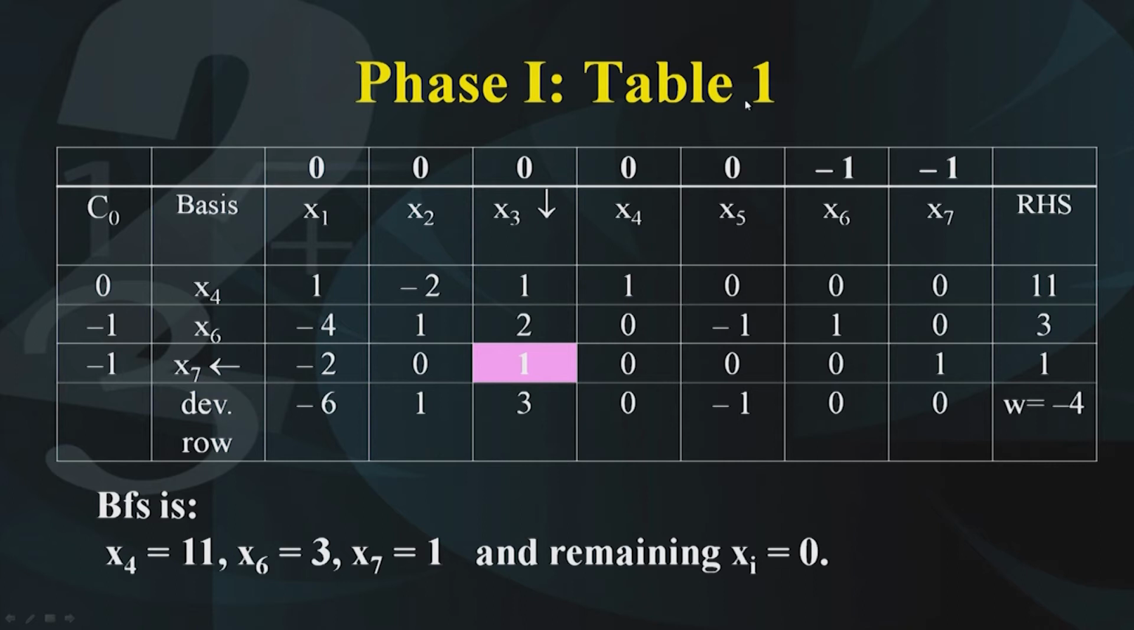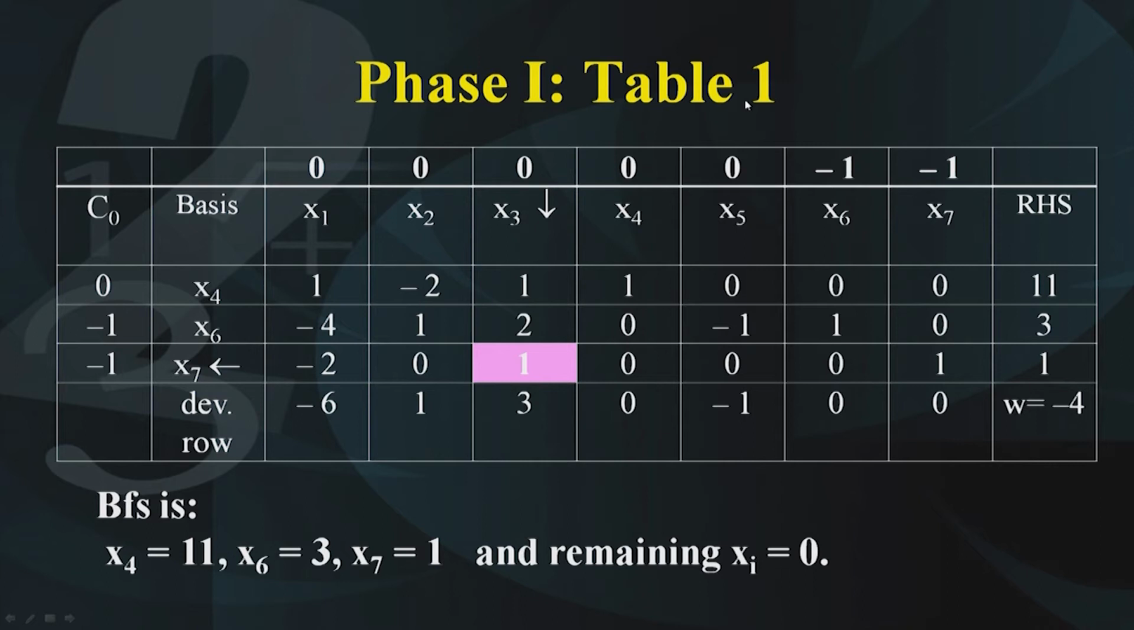Also, we have to make sure that the corresponding entry of the basic variable x4 is 0 in the objective function, x6 has to be minus 1 and x7 has to be minus 1. So, like this we have prepared table number 1 of the first phase. We can see that the basic feasible solution for the first table is x4 equal to 11, x6 equal to 3, x7 equal to 1 and all remaining 0.